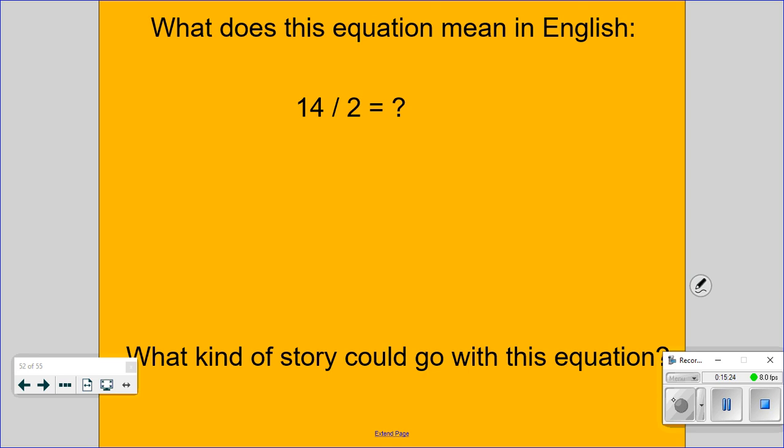All right, our next one. 14 divided by 2 equals box. Question mark, either or. Oh, you want to tell me what it means? All right, give me some seconds. Let me get everyone set up. 14 divided by 2 equals box.